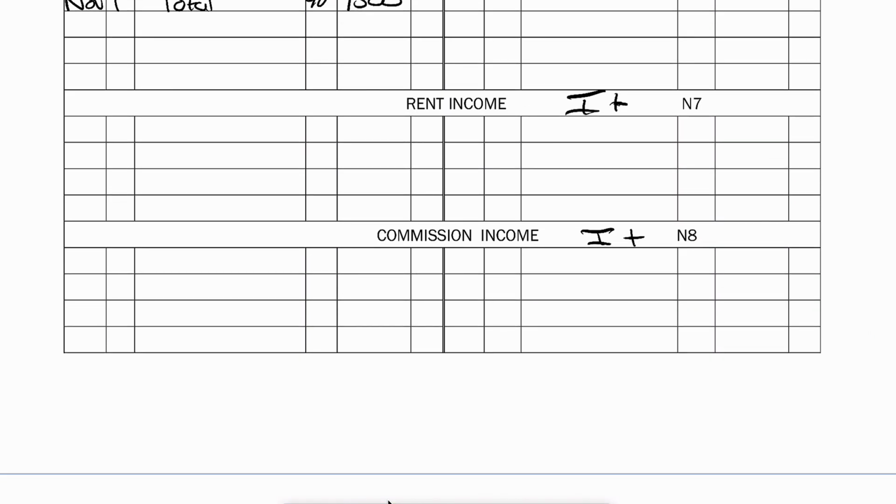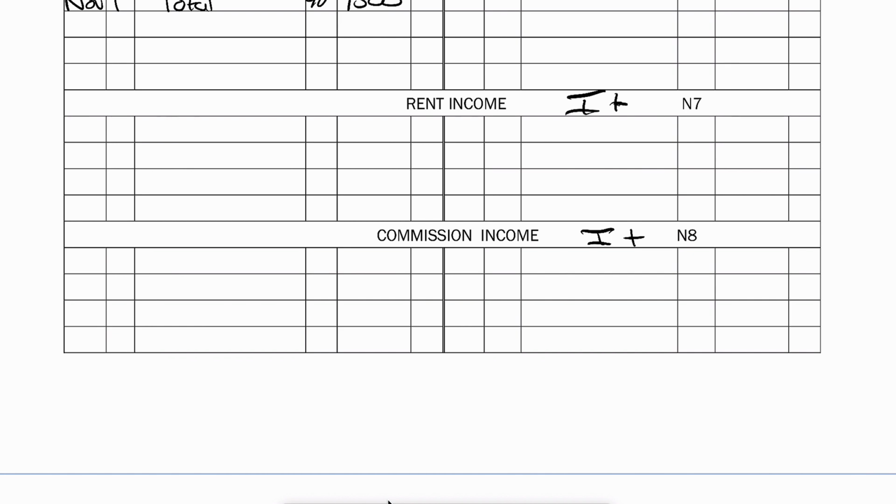Rent income, sorry guys, if we have a look at rent income, which is an income on November the 1st, our total brought down is, sorry I've lost my notes here, our total brought down for rent income is 4,300 Rand. Remember, income's on the credit side.